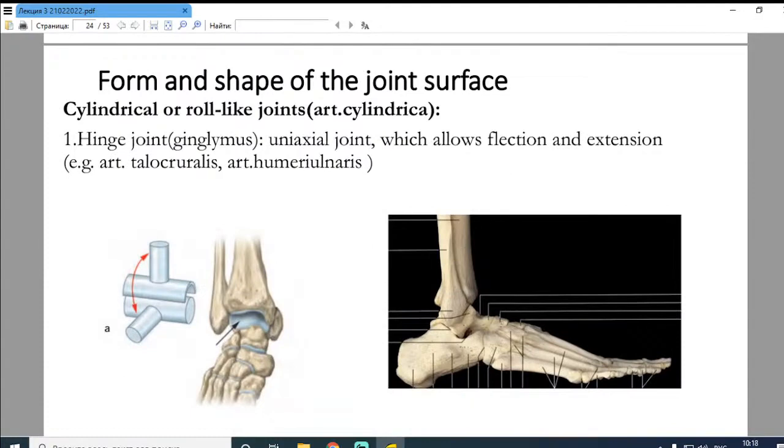Form and shape of joint surface: cylindrical or roll-like joint, ginglymus joint. It is a uniaxial joint which allows flexion and extension. For example, talocrural articulation, humeroulnar articulation.